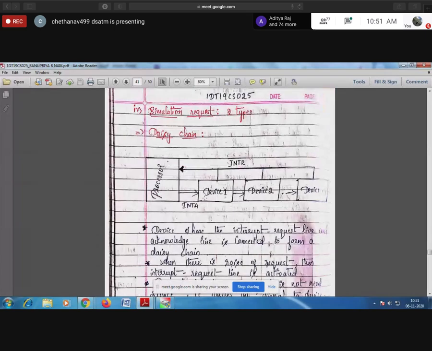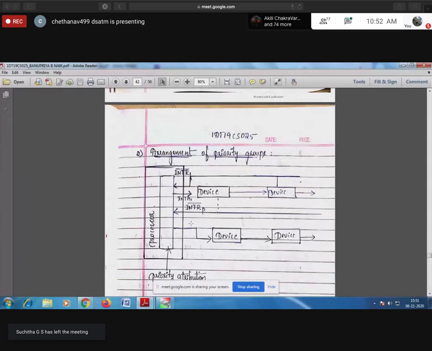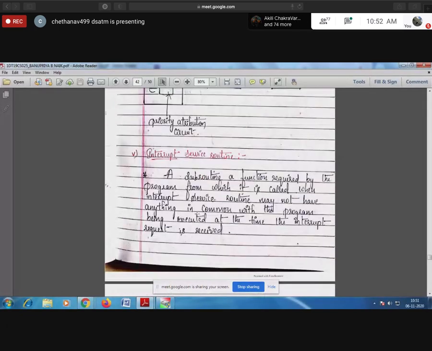So next we have daisy chain. Daisy chain means whichever is nearer. Device 1 is nearer to the processor, so device 1 will be served first. Next device 2, next device 3, like that. Okay. Next is priority group. This is priority group wise.